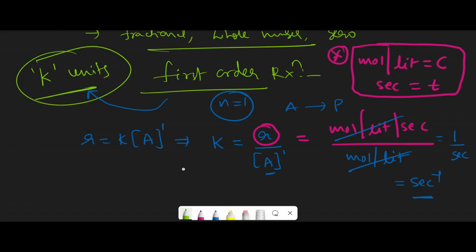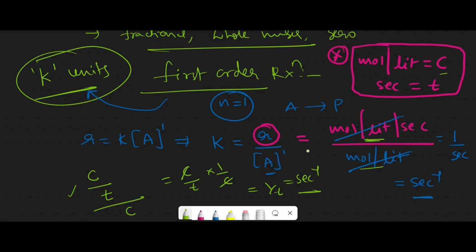And in some books you may get it like this: mole per liter we can indicate by C by T, and it is divided by once again mole per liter, that will be C. So C by T into 1 by C, the C's get cancelled, and we have got 1 by T, that means second inverse. So you may use this method or directly the units method. Clear? So these will be the units of rate constant for a first order reaction.